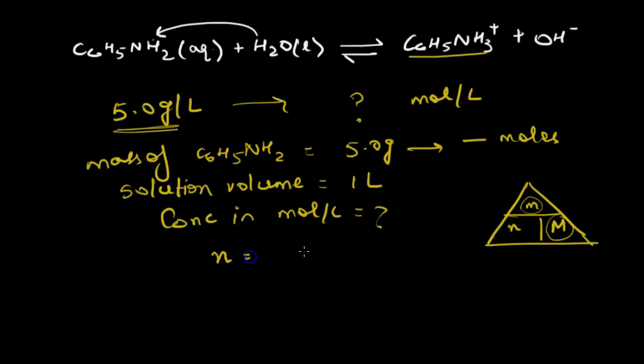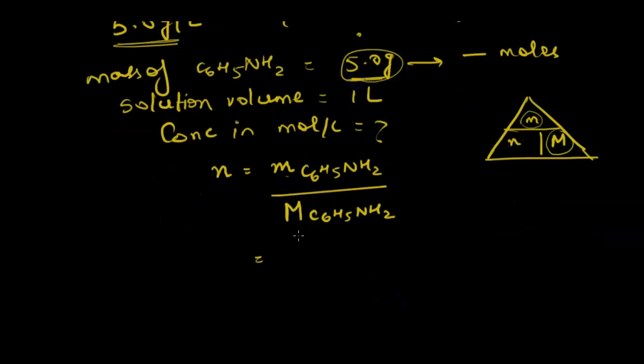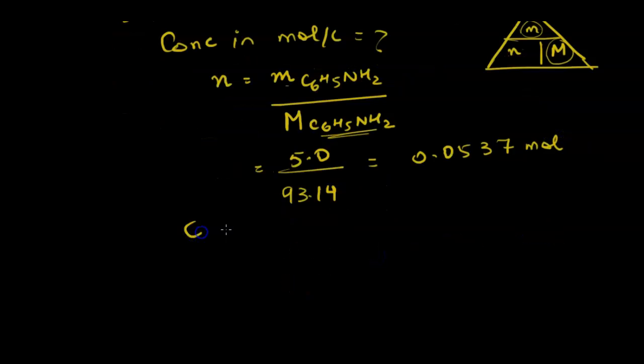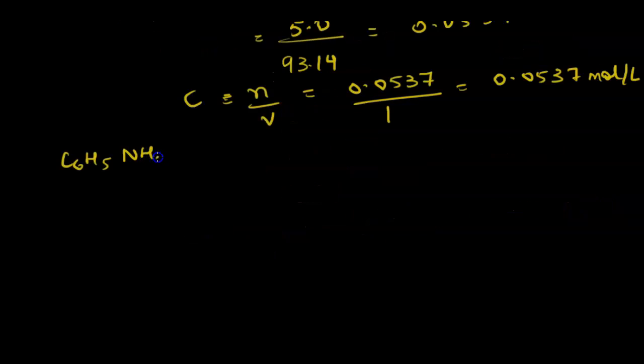Therefore, the number of moles would be equal to the mass of aniline given to us divided by the molar mass of aniline, which we calculate from the periodic table. The mass of aniline given to us is 5.0. When we calculate the molar mass of aniline, we get 93.14, and this gives us 0.0537 moles. Now concentration is the number of moles divided by volume. The number of moles is 0.0537 divided by the volume of 1 liter, so this gives us 0.0537 moles per liter.